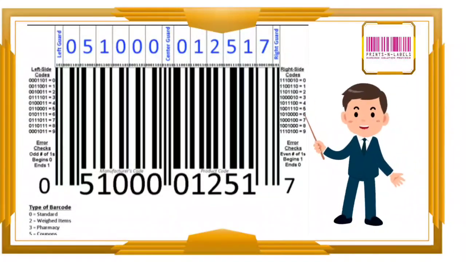And finally, the last number on the right-hand side is called the modulo check character, and this is another form of error checking. When the computer scans the barcode and processes the numbers, it needs a final way to know that it read and processed everything correctly. So it performs a calculation and comes up with the modulo check character.